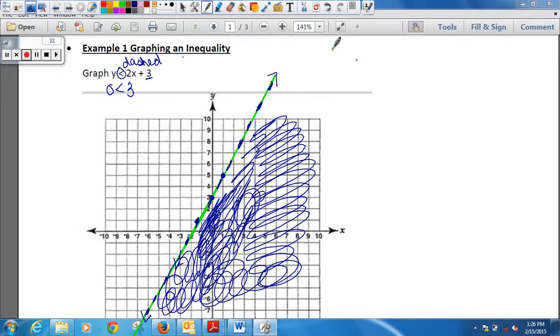So if I just check a few of them, let's say I want to check the point (5, 0). If I plug (5, 0) in, is 0 less than 13? Yes, it works. So as you can see, any point over here that you try will be a solution.